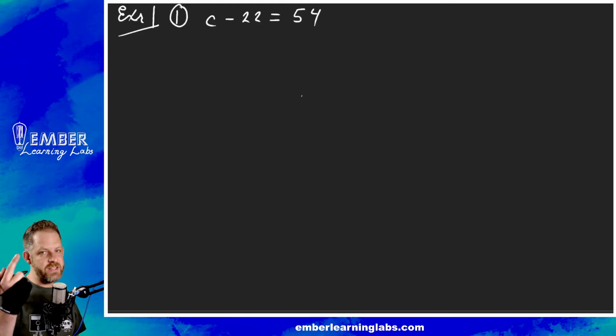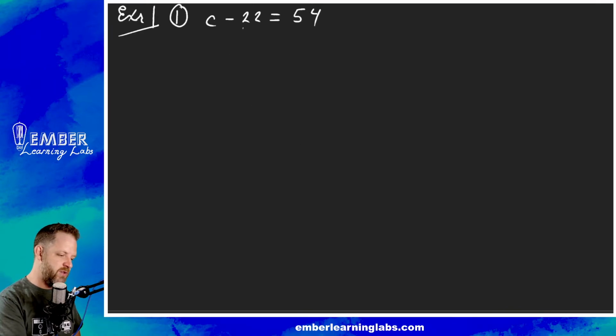So we look at what's attached, how it's attached, and do the opposite, the inverse, to get rid of it, right? So what's attached to the variable? Well, a 22 is attached. How is it attached? It's subtracted. What's the opposite of subtracting? Adding. So we're going to add 22 to both sides. These cancel. Minus 22 plus 22 cancels, turns into 0. So we're left with just C on that side.